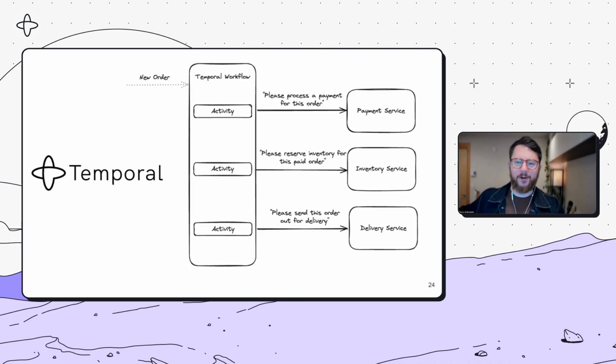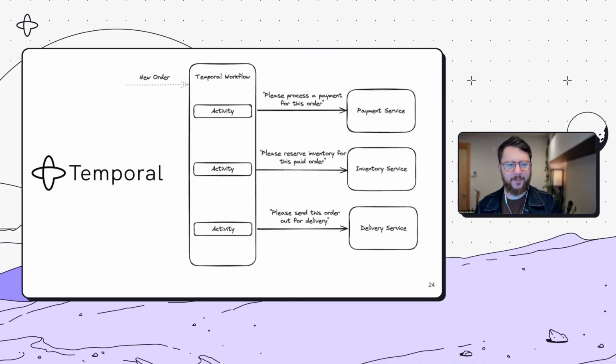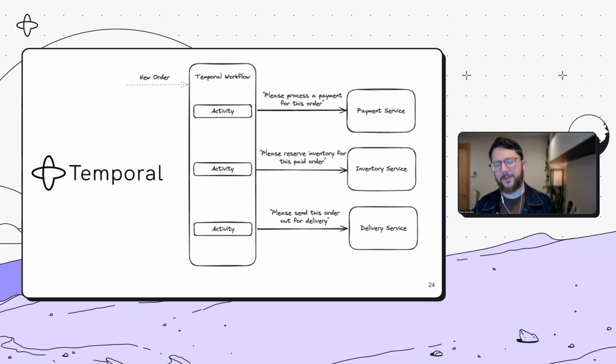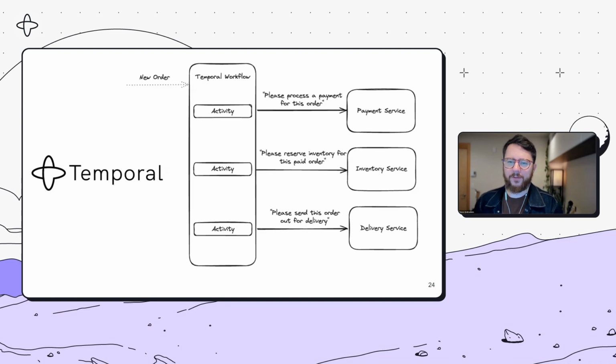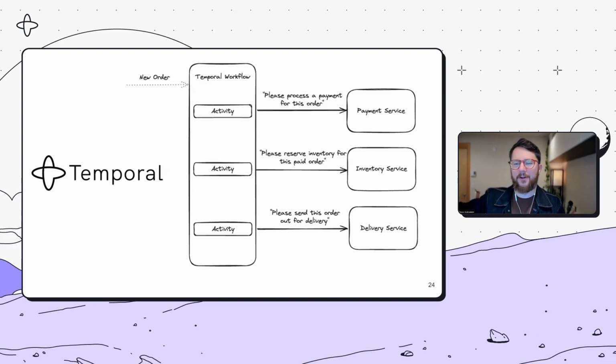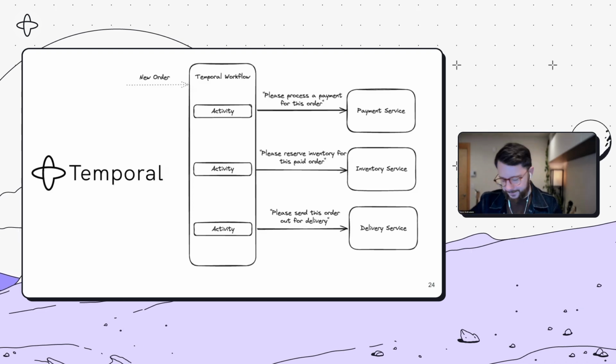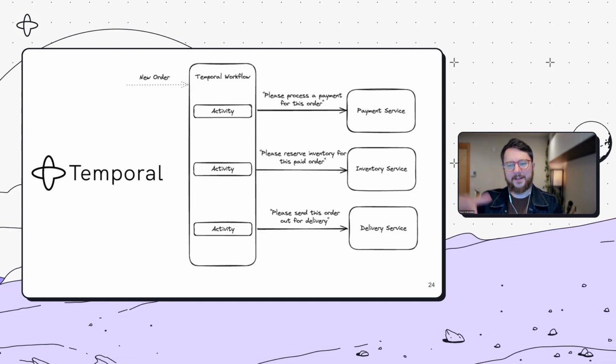All right, so back to our order fulfillment workflow. We've now organized this order fulfillment into Temporal. And so what you see here is we have this Temporal workflow. We're taking an order and that actually kicks off a Temporal workflow. So you can think of one order, one workflow. And now each step is an activity.